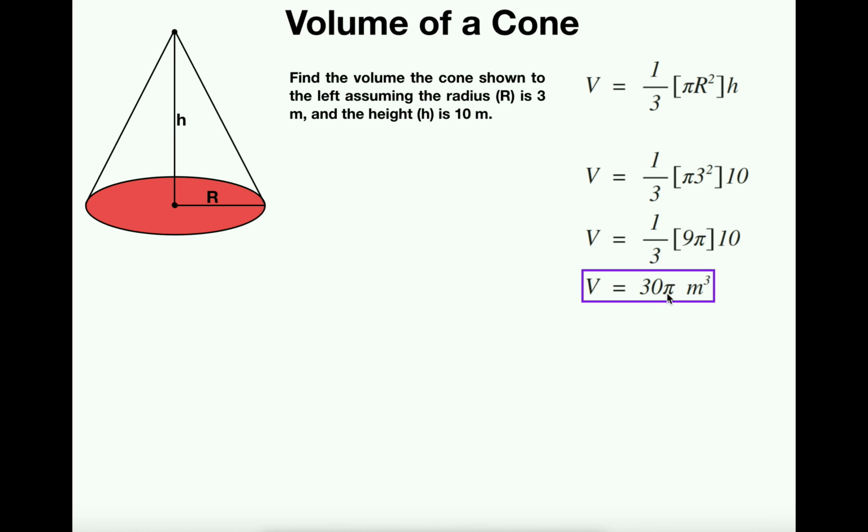So this is a very large cone given the units. But that's how you calculate the volume of a cone. You assume it's a cylinder at first and then multiply by 1/3. So 1/3 times pi r squared times the height. Hopefully that makes sense. It's a pretty straightforward formula.